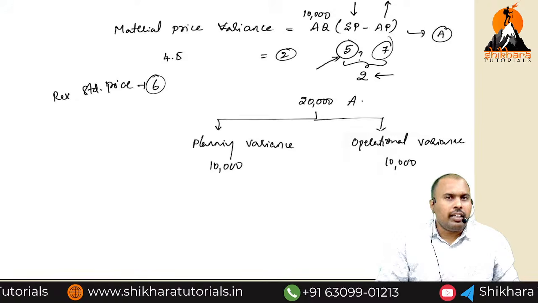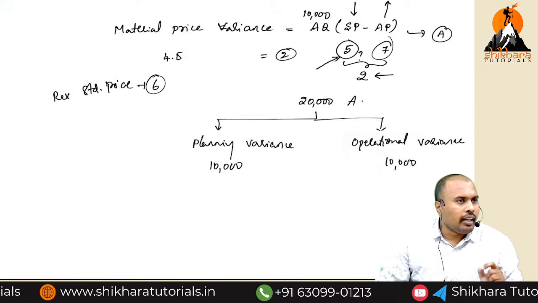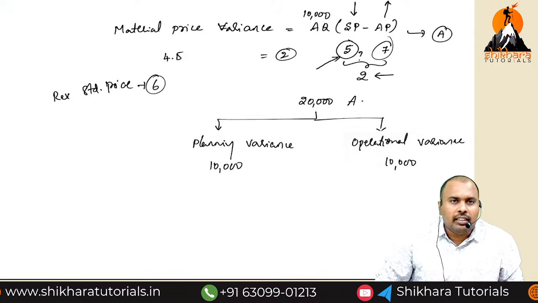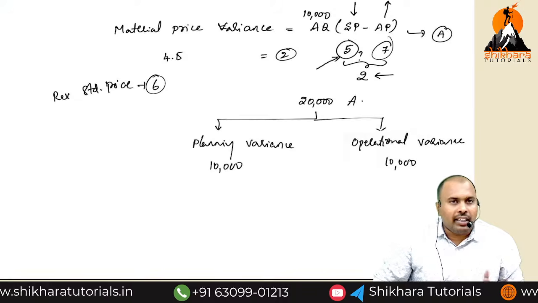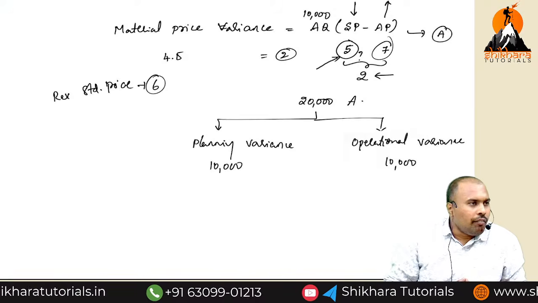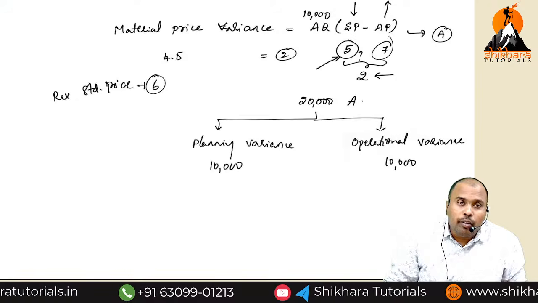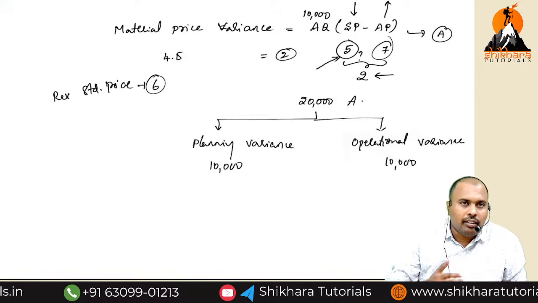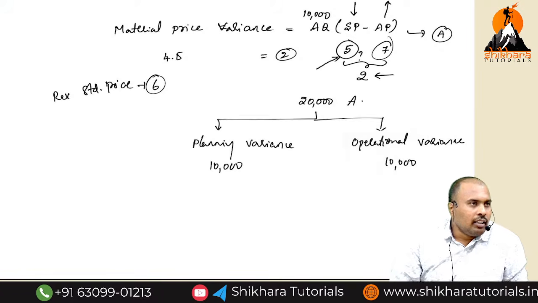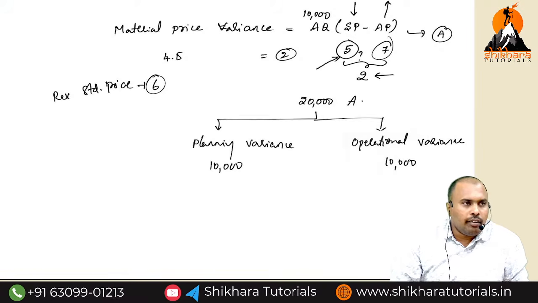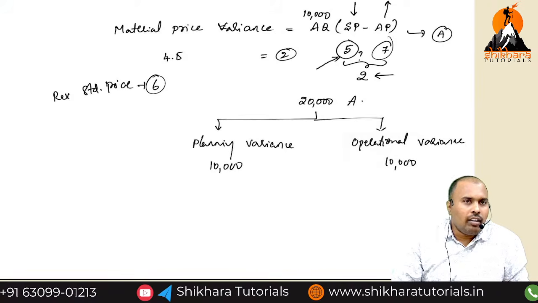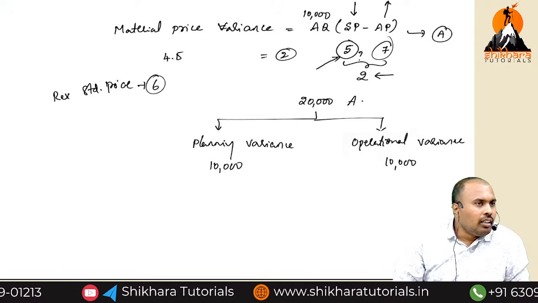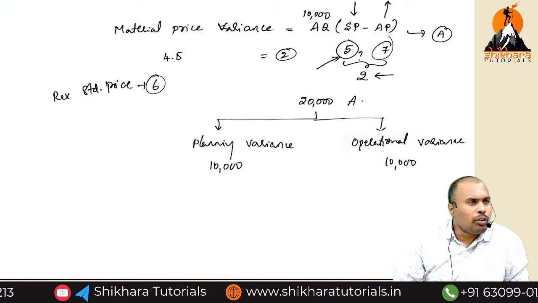Now, sir, every traditional variance is not only because of inefficiencies or because of departments not working effectively. It might be due to poor planning also. So we have to further divide the variances into planning variance and operational variance. Planning variance is called uncontrollable variance. We cannot control them.